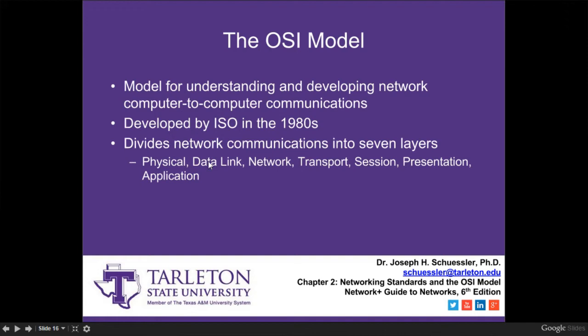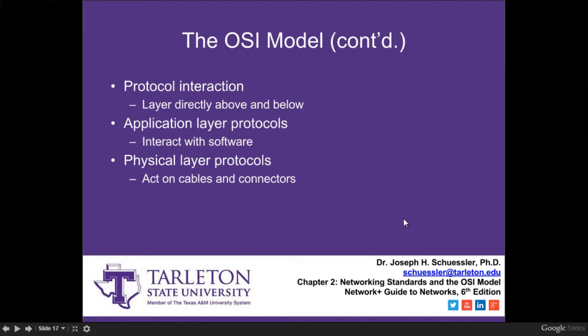So these are 7 layers, and they all interoperate with one another. So how does that interoperability actually occur? Well, how do these different layers interact with each other? With the exception of the top and bottom layers, each layer interacts directly with the layer above and below it. The application layer interacts with the software that's above it, the software that we actually deal with as users, and the layer below it. The physical layer interacts with the actual cables and connectors, and then the layers above it.